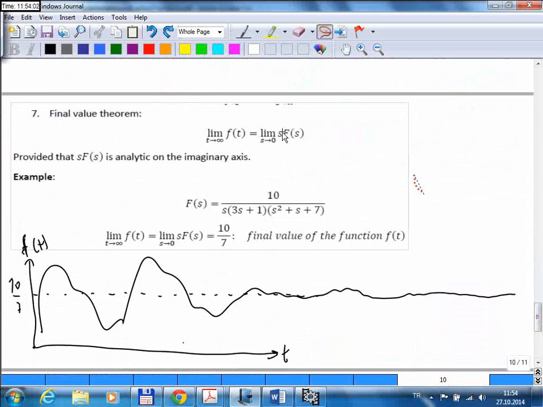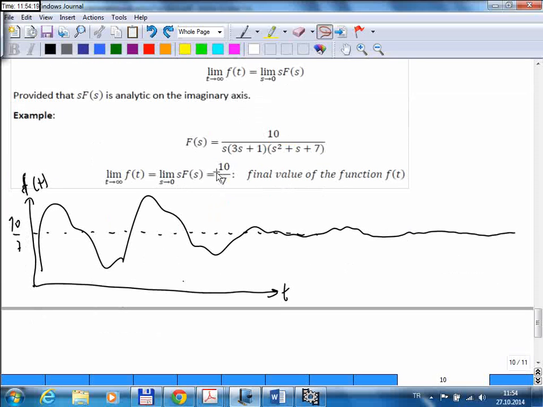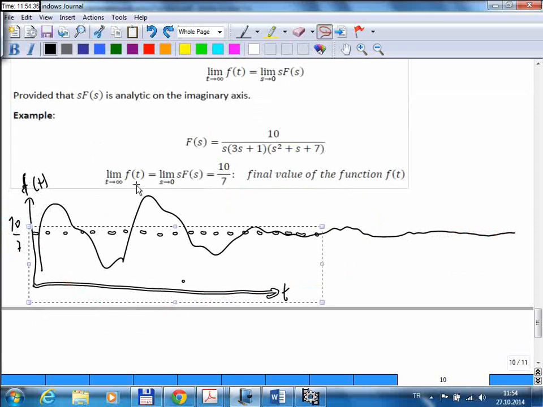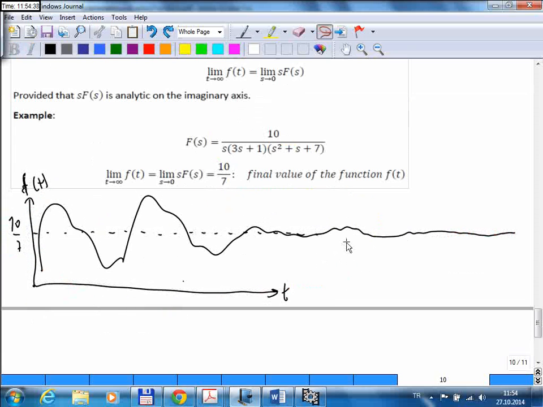Using the final value theorem, if you know the transform of a function, then without knowing the original function in time domain, you can calculate the final value of that original time domain function by taking this simple limit. So in this example, the final value is calculated as 10 over 7. And this means whatever our function is, we know that it approaches a limit value of 10 over 7 as t goes to infinity. We don't know what happens to the function in the low time range, but we just know that at the limit it approaches this constant value.